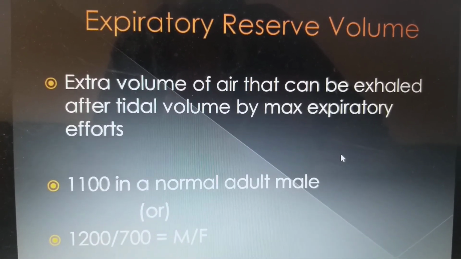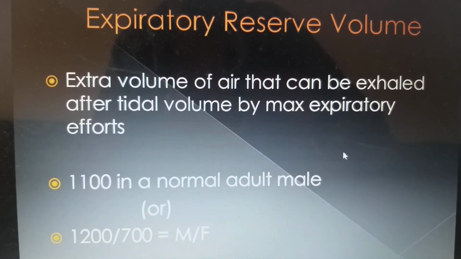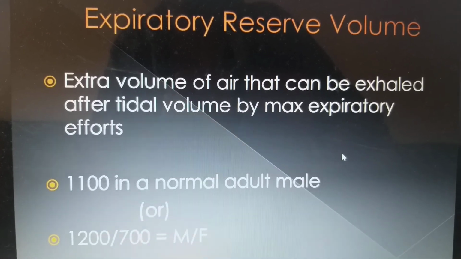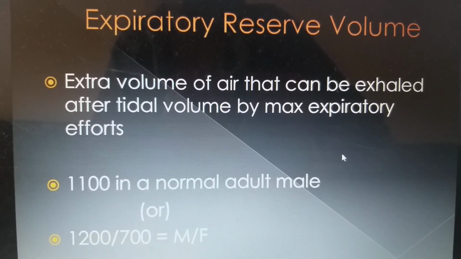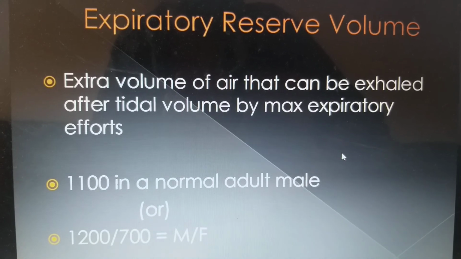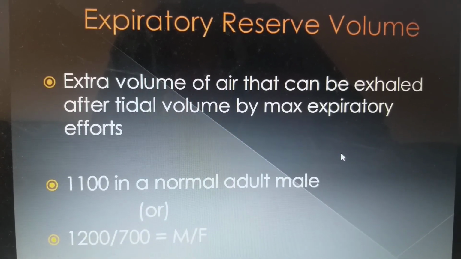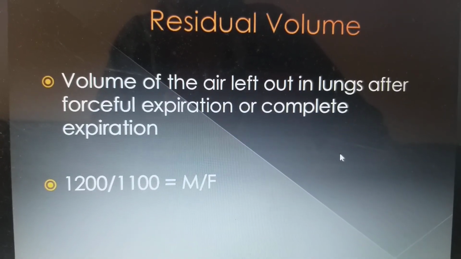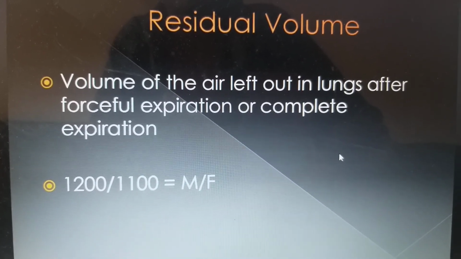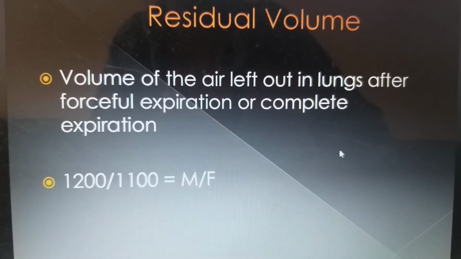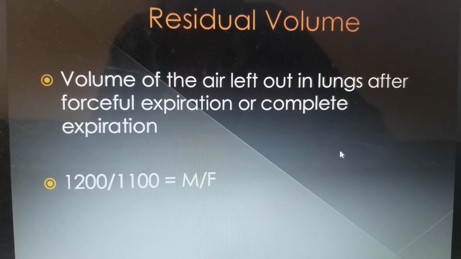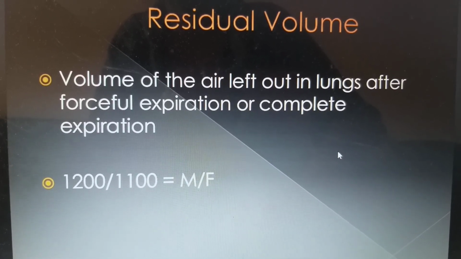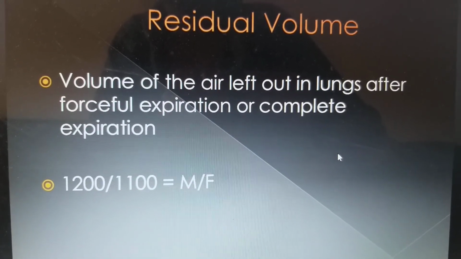Expiratory reserve volume. The extra volume of air that can be exhaled after the tidal volume by maximum expiratory effort. This we call expiratory reserve volume, that is 1100 in a normal adult male, or 1200 to 700 in males or females. Residual volume. The volume of air left in the lungs after a forceful expiration or a complete expiration, we call residual volume. This is 1200 to 1100 in males or females.